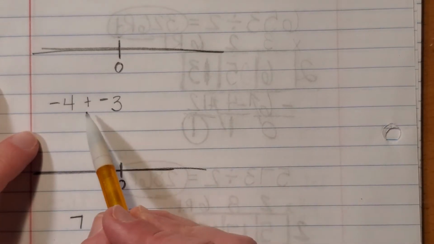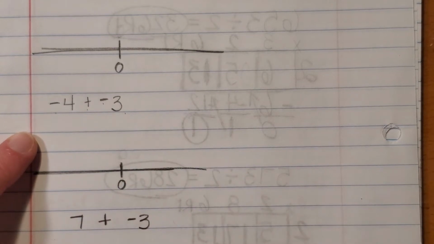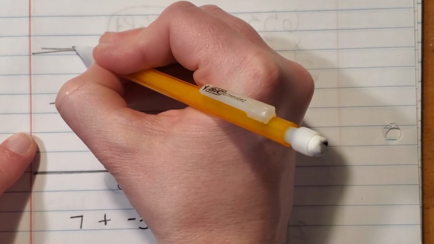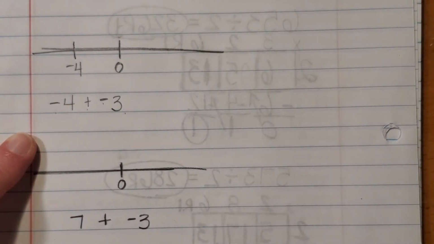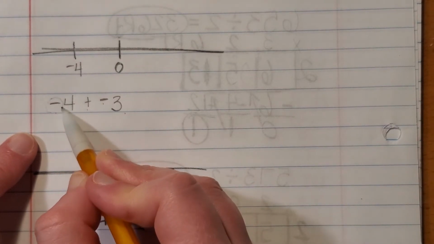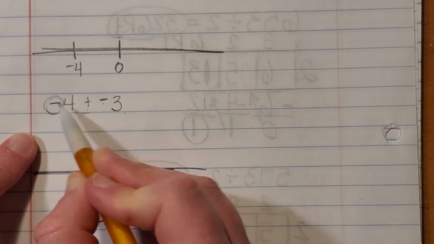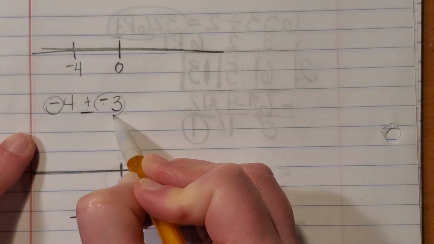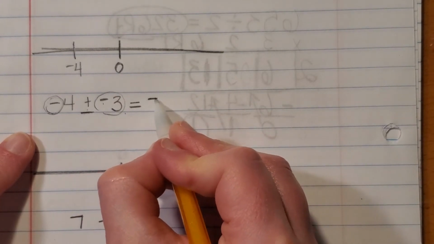All right, so my first problem says -4 plus -3. I'm going to go ahead and plot -4 on my number line, and I know -4 is smaller than 0, so I'm going to plot it on the negative side. Now remember, we always talk about this: you're starting negative, and I'm giving you more negativity, so you're going to become more negative.